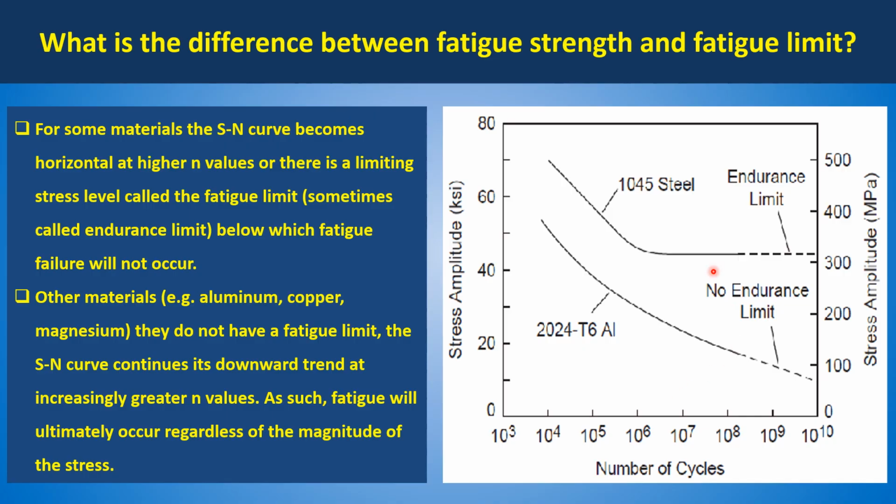Now, in this graph, we are comparing two different materials, steel and aluminum. The steel has an endurance limit, while the aluminum has no endurance limit. The steel curve has a gentle plateau, while the aluminum curve will continue to go down till the material fails or has gross failure. That's why it has no endurance limit. This is known as the fatigue limit, and this is known as fatigue failure, showing two different behaviors for different materials.